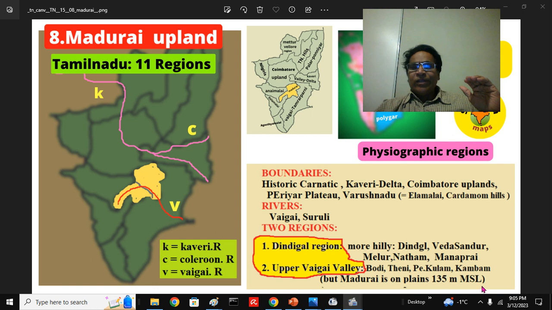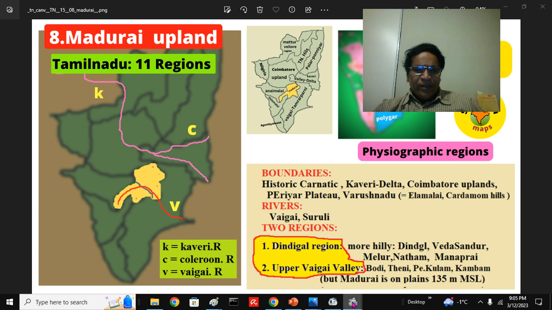Madurai city sits at 135 meters. That means this upland is much higher than that. Generally it should be 300 to 400 meters. Some regions, maybe some hillocks, will be a little more.